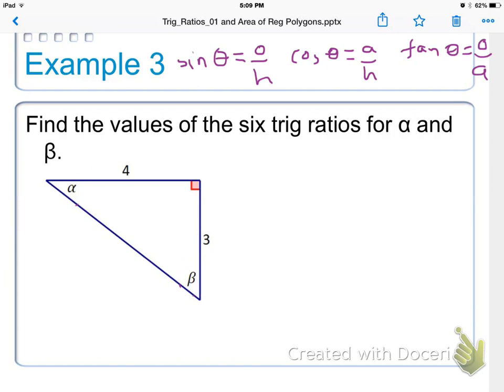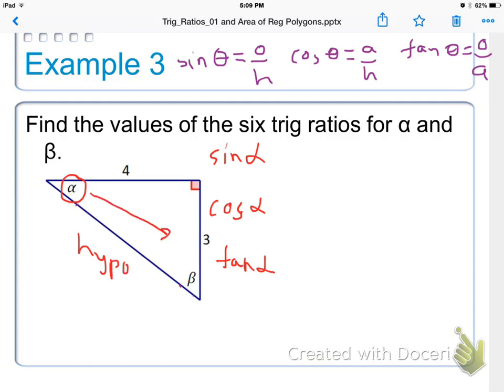We'll start with alpha here. Okay, so we need sine alpha, cosine alpha, and tangent alpha. And the key with that is we need to label our sides. Across from alpha, this is the hypotenuse right there. Across from alpha is the opposite, and beside alpha is the adjacent.